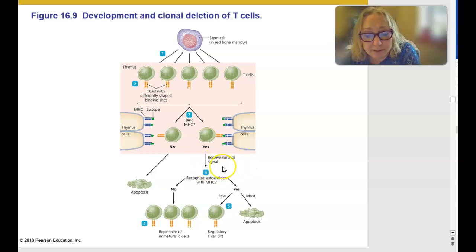Now, can you receive a signal? Can you recognize an antigen on an MHC? If you can't, you don't necessarily have to be apoptosis right away. You can just kind of go and be an immature T cell. But remember, when you finally bind to your antigen, you become an activated T cell, right? If you can't, you get apoptosis. If you can, right, now you're a regulatory T cell. Yes? Does this make sense?